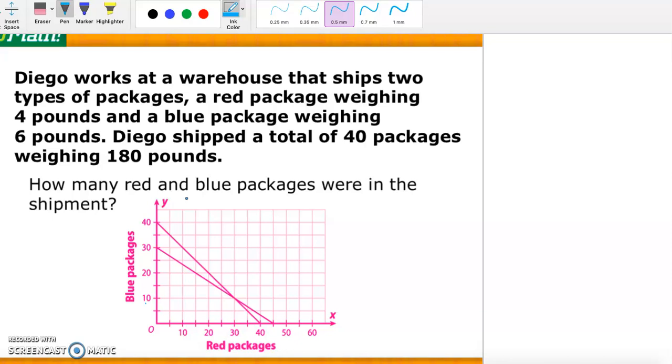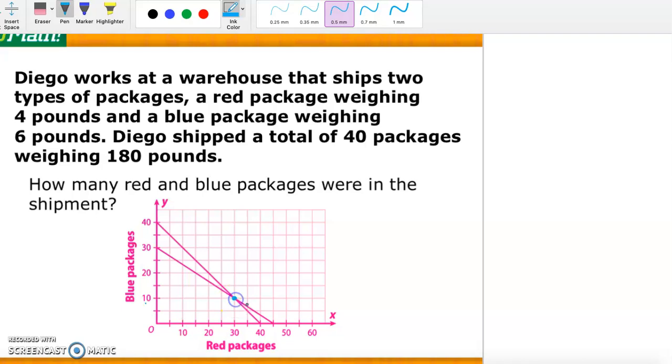Okay, wow, that was a lot of words, right? That was a lot to read and understand. But all it's really asking is, when they give us a graph that has 2 lines that cross each other, it's just saying, what point is this? Where do they cross? How many red and blue packages were in the shipment? So it says, where do these 2 lines cross? If one of these lines is the red package, one is the blue, where do they cross?